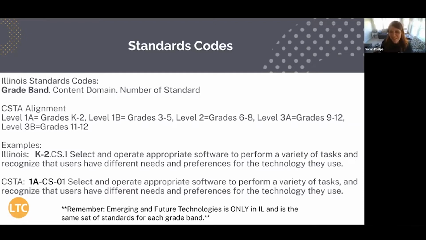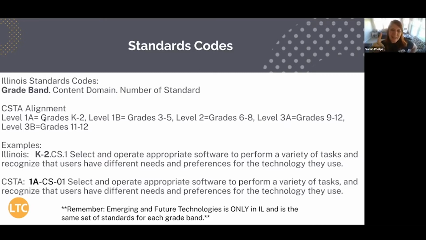So the CSTA standards and Illinois standards even use the same vocabulary, same words. The only exception is that future and emerging technologies doesn't exist in the CSTA standards. The only thing that's different as far as the standard codes is that grade band. So if you see a CSTA standard, you're not going to see K2 or 3.5. You're going to see 1A or 1B or 2 or 3A or 3B. And it seems complicated, but it's actually really simple.